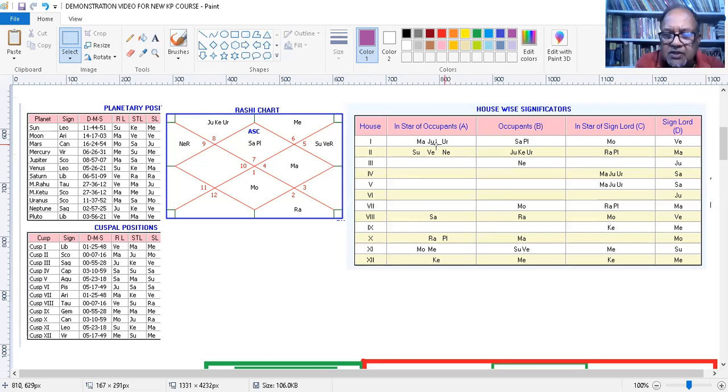तो हमें ये फिर कृष्णमूर्ति के सिग्निफिकेटर्स मिल गए. फर्स्ट हाउस को सबसे स्ट्रांगली सिग्निफाई करेंगे मार्स यानी मंगल और बृहस्पति, Mars and Jupiter. Second in order of strength, Saturn will signify. Third in order of strength, Moon will signify. And last in order of strength, Venus will signify. कब देंगे ये अपना रिजल्ट? अपनी दशा अंतरदशा में. ये है कृष्णमूर्ति पद्धति इन शॉर्ट. मैं बहुत लंबा नहीं कर रहा हूं, just trying to explain to you.